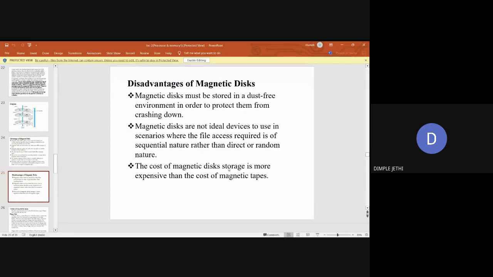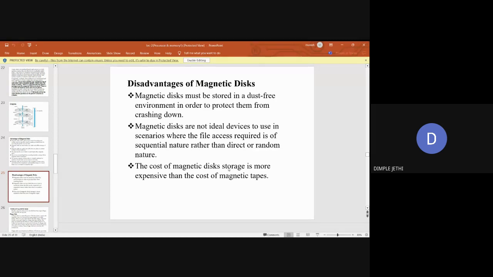And what are the disadvantages? If your data is of a sequential nature only, and your requirement is that you need to access data one by one only, you don't need to access the data randomly, then in that case there's no point of using a hard disk. It is not of much use, because in that case you can go for magnetic tape also, if you have to store and access your data sequentially only, right?